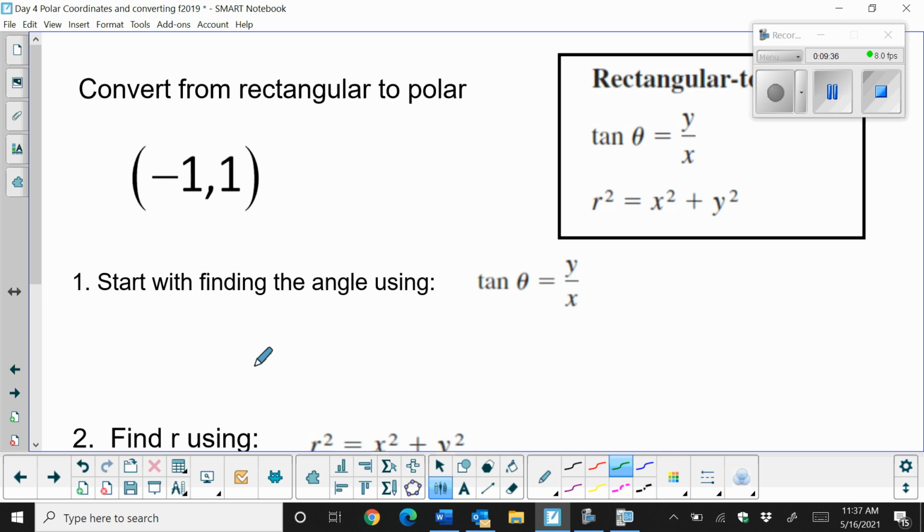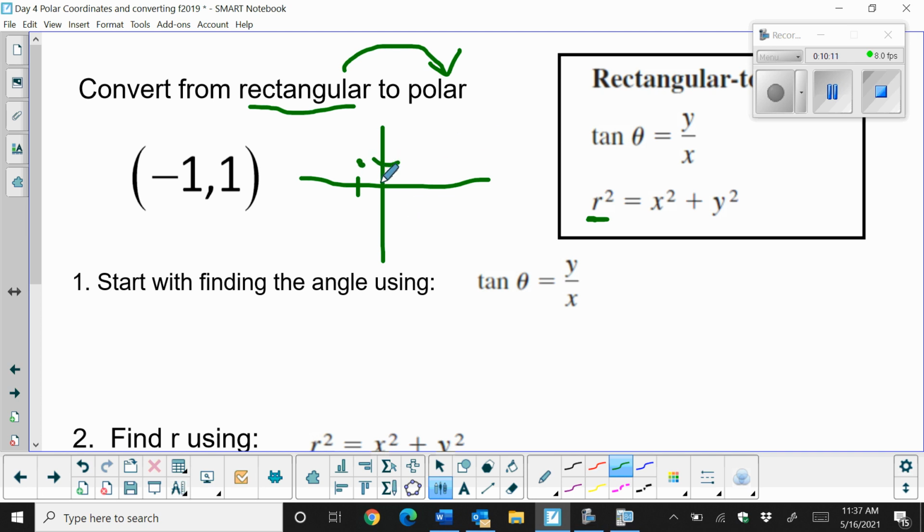Okay, now let's convert the other way. Let's start with a rectangular position and convert to a polar. So we're going to have to find r first. And we know r squared is equal to x squared plus y squared, because we know that that's the hypotenuse of a right triangle. So if we're looking at this in rectangular position, we're going to go left 1 and up 1. So as a rectangular position, we're at -1, 1.